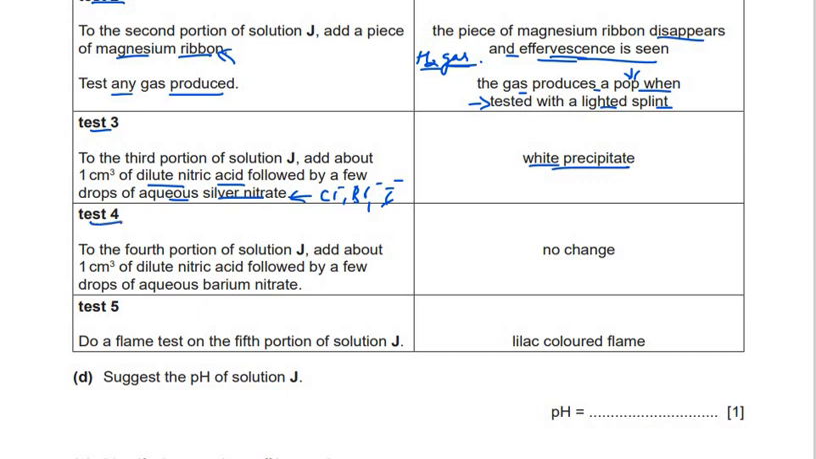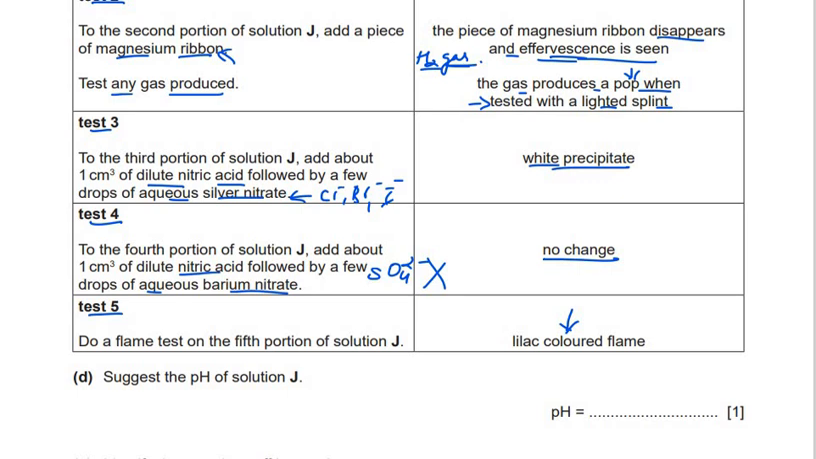Fine. Test 4: to the fourth portion of solution, add dilute nitric acid followed by a few drops of barium nitrate. Now no change. That says that sulfate SO4 is not present, because this is the test for sulfate, as we have already checked in the earlier part of the same question. Test 5, it says do a flame test on the fifth portion and a lilac colored flame is seen.